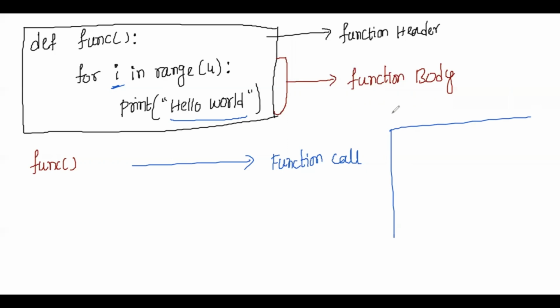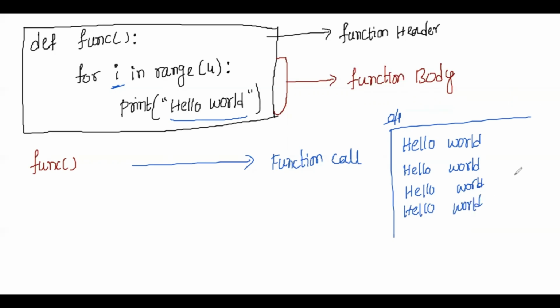So in the output screen, clearly you will observe hello world getting displayed 4 times like this. Hello world, hello world, hello world. This is the corresponding output for this function call.